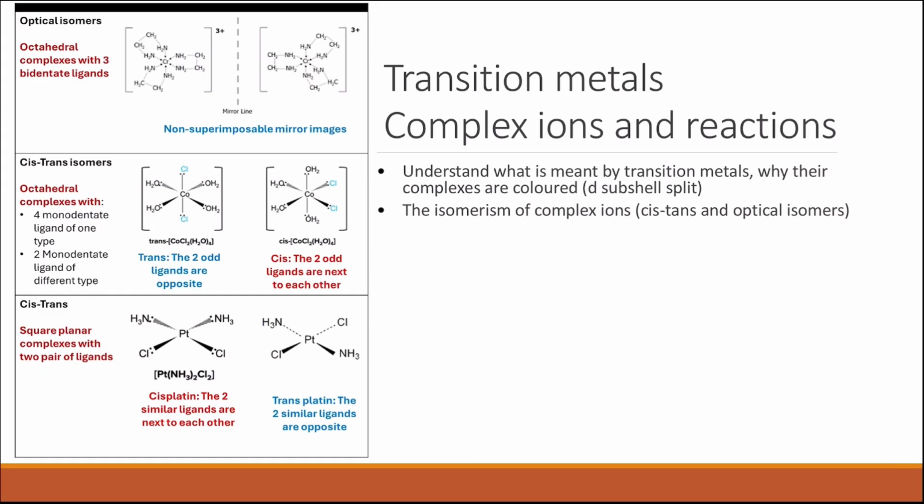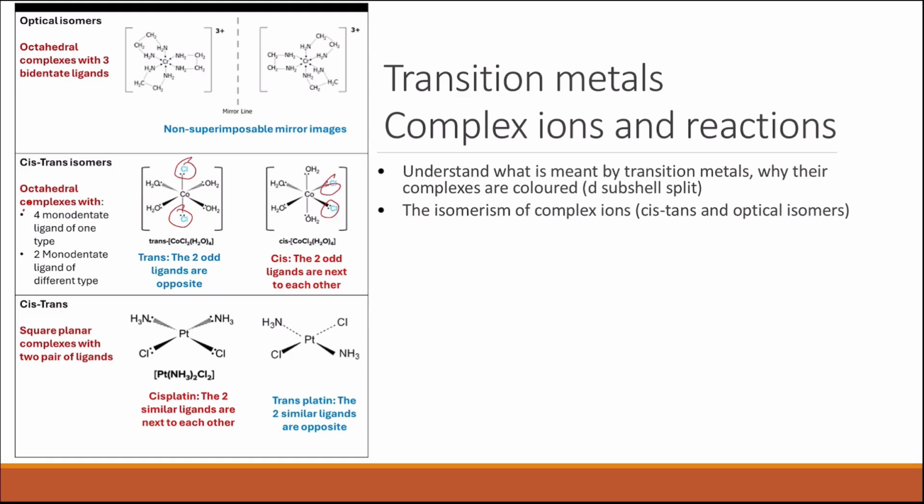Remember the optical isomers: this is for the octahedral complexes when they have three bidentate ligands, where we have the non-superimposable mirror image. And then the cis and trans isomers are for octahedral complexes with four monodentate ligands of one type and two monodentate ligands of a different type. If the two different ones are opposite, this is a trans. If they are on the same side, then this is a cis.